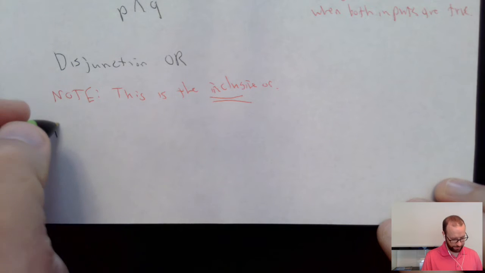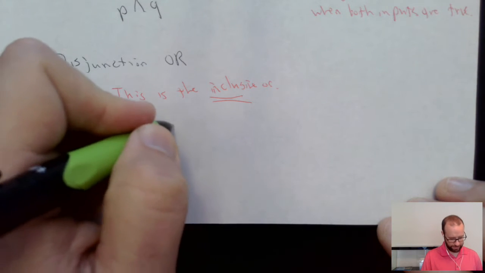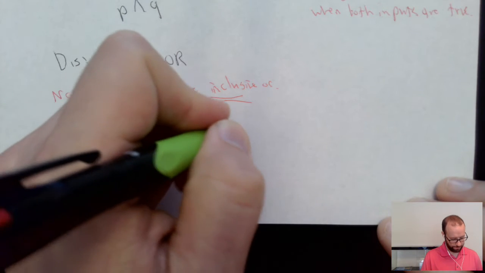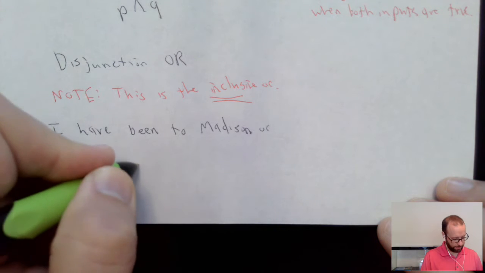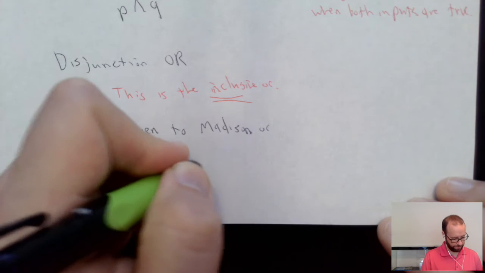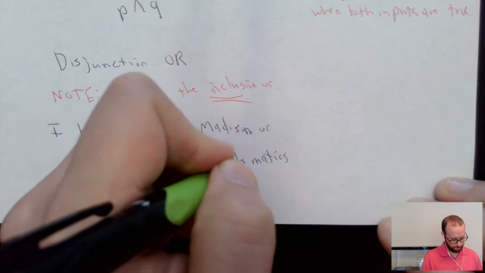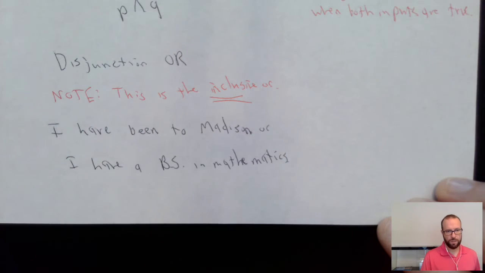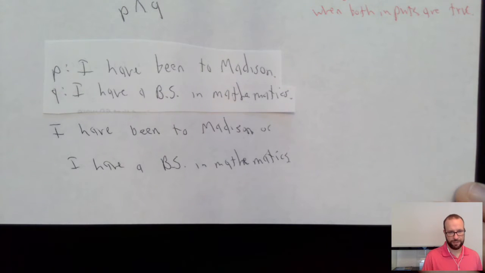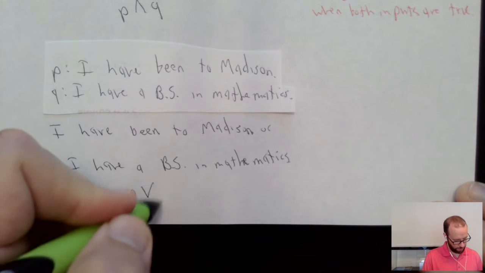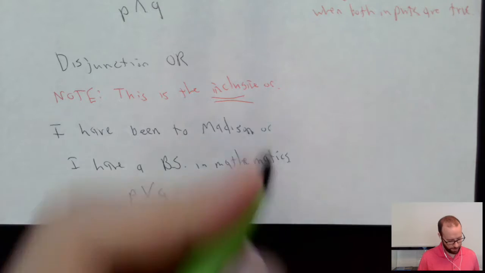Let's look at, again, just a statement to give us an idea as to what we think it should be. How about I've been to Madison or I have a BS in mathematics? Again, letting P be I've been to Madison and Q be I have a BS in mathematics would be represented as P or Q.